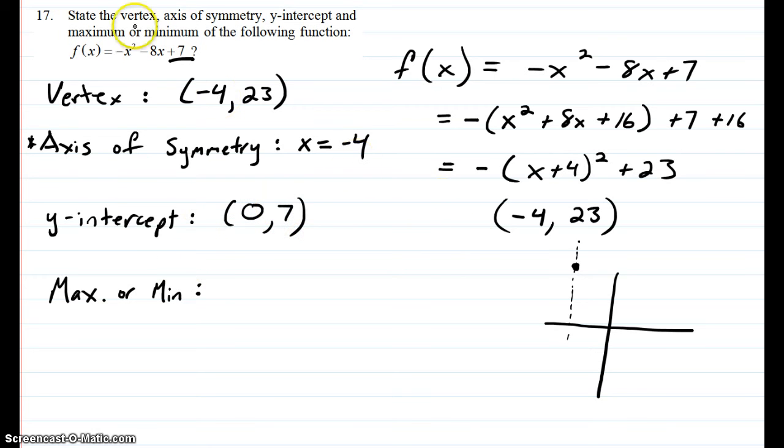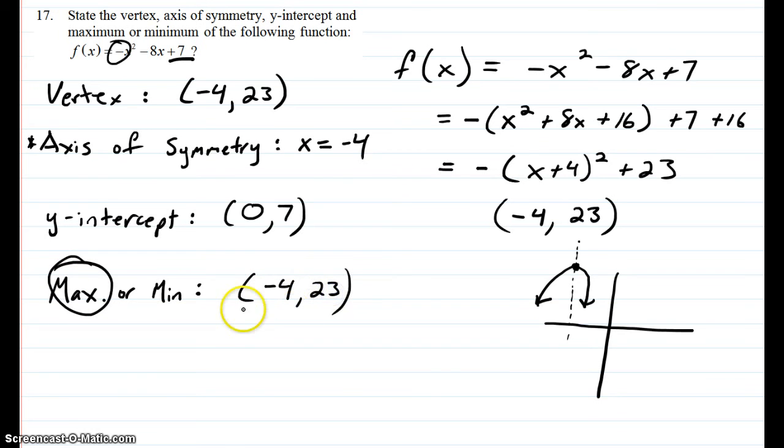And so since this is a negative, our graph's going to be going down. So that makes this point the max. So we're going to have a max, and that's at the vertex, negative 4, 23. So the max value is 23 on the graph. It's at the point negative 4, 23.